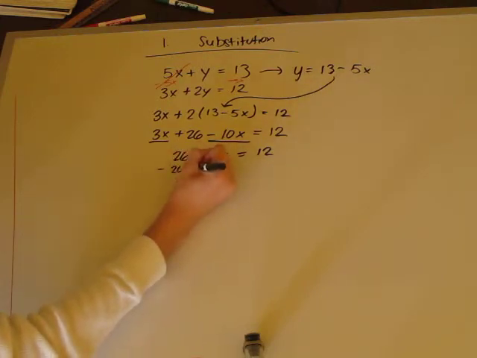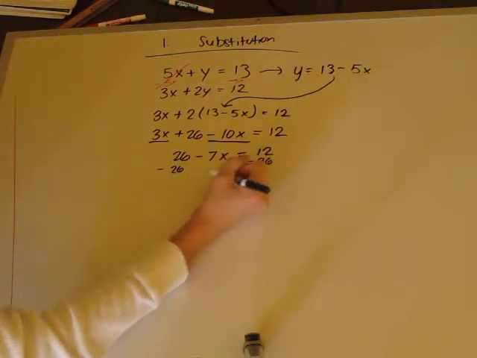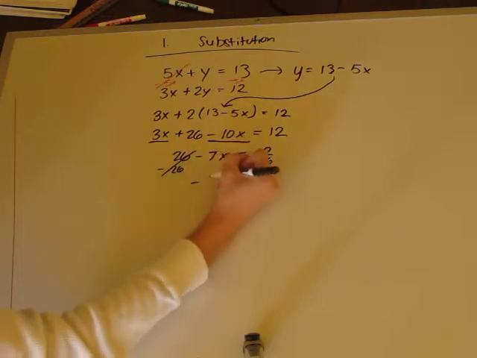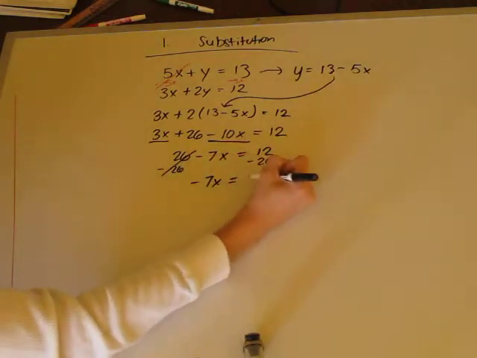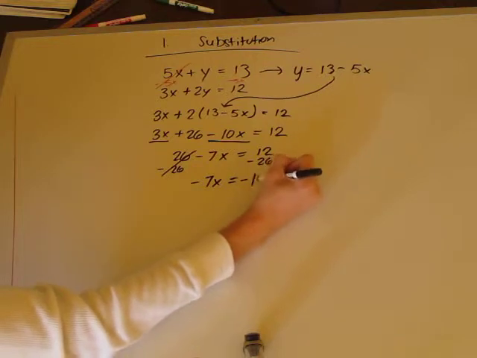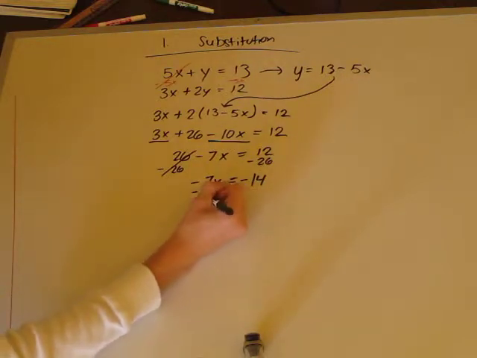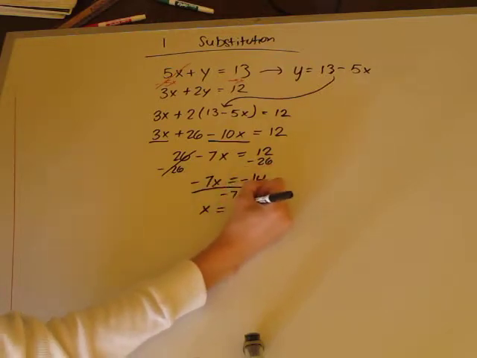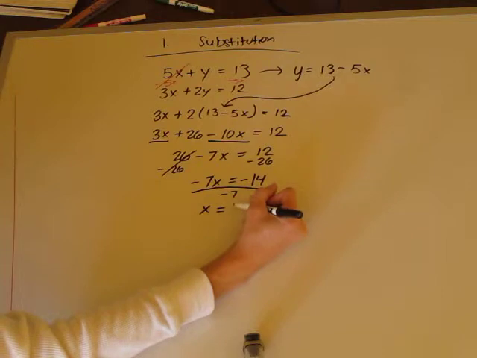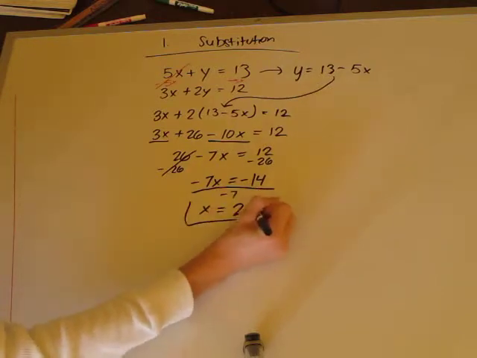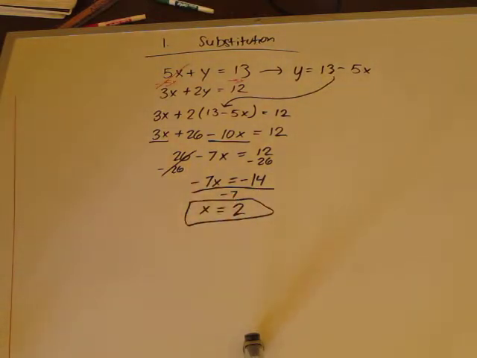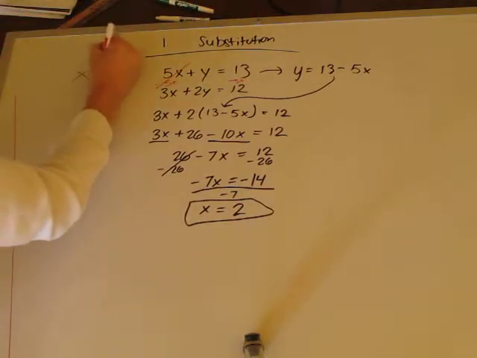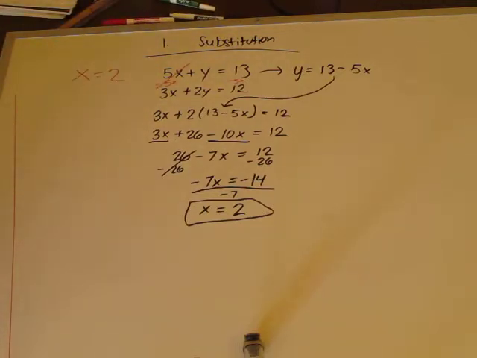Now let's subtract 26 from both sides. That's going to cancel out and we get negative 7x equals 12 minus 26 is negative 14. Now we can divide the whole thing by negative 7, and we get x equals negative 14 divided by negative 7 is 2. So x equals 2. I'm going to put that right here in red because it's our solution. Okay, so write all that down.